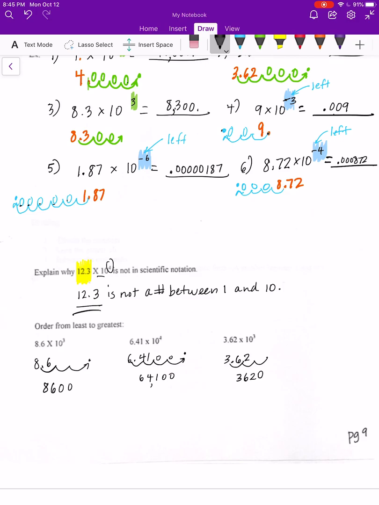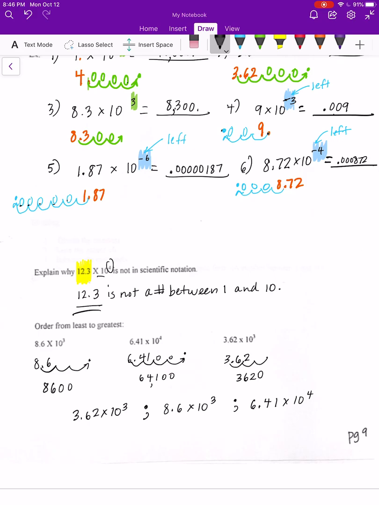If we ordered them from least to greatest, it looks like this one here is our smallest. So our smallest would be 3.62 times 10 to the 3rd power. Of course, you start with the original. I'm going to put a semicolon in there to separate them. And then you have 8.6 times 10 to the 3rd. That would go next because 8,600 would be next. And last but not least, semicolon, and I'd have 6.41 times 10 to the 4th.